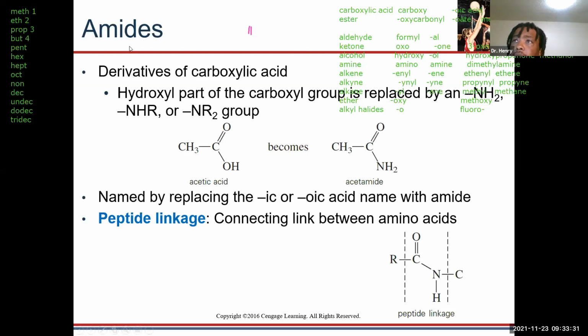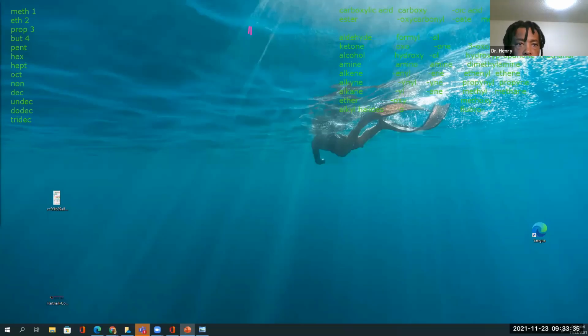Last thing that we're going to talk about is the amide group. The amide group is going to be right below the ester.